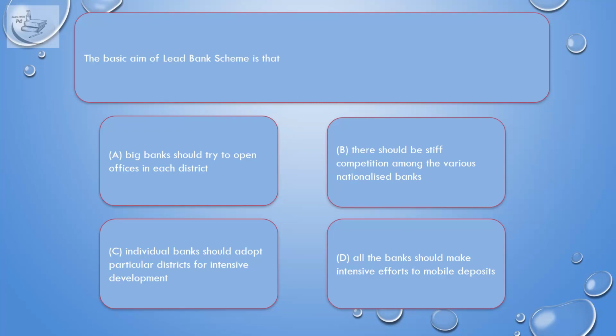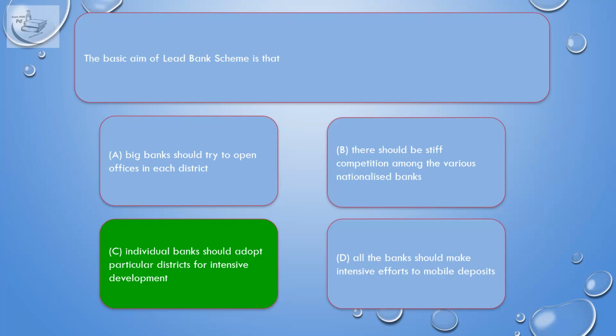Question: the basic aim of lead bank scheme is that A. Big banks should try to open offices in each district. B. There should be stiff competition among the various nationalized banks. C. Individual banks should adopt particular districts for intensive development. D. All the banks should make intensive efforts to mobilize deposits. Correct answer is C. Individual banks should adopt particular districts for intensive development.